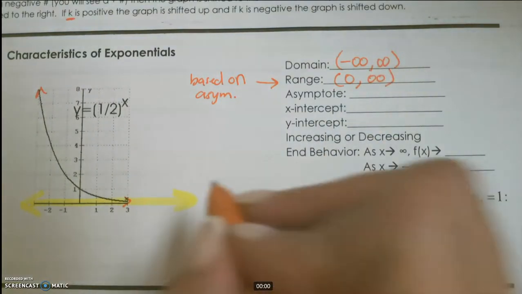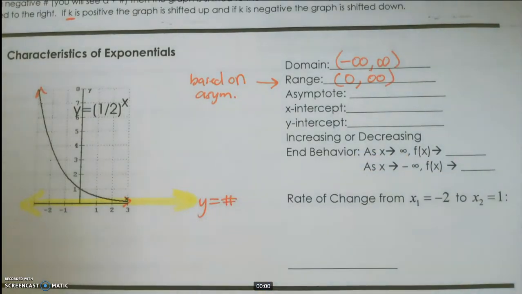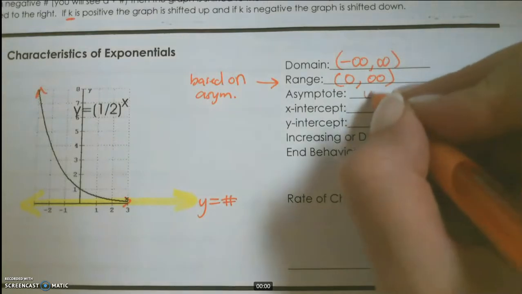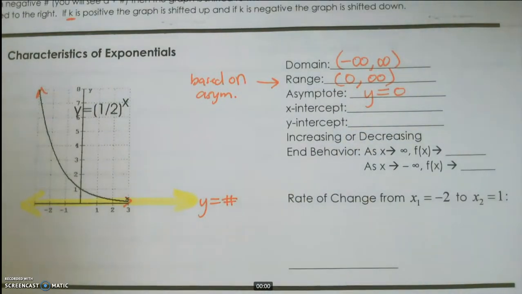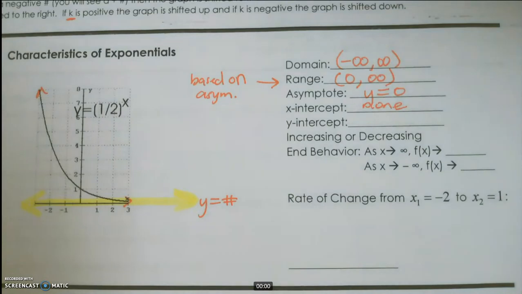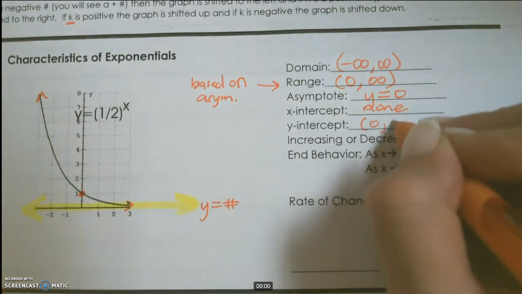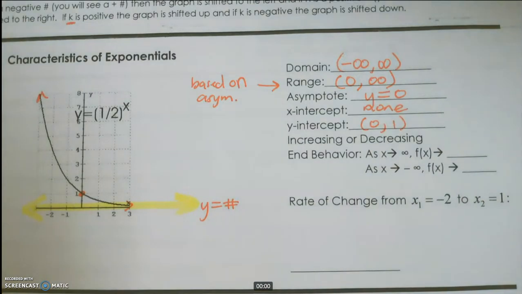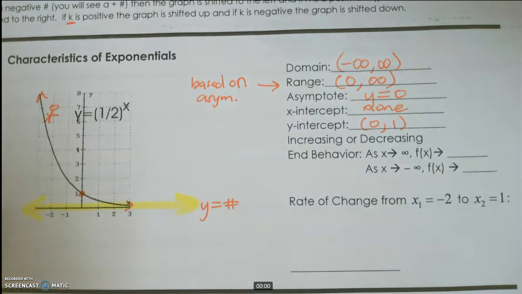All right, the asymptote is always going to be y equals a number. That's a horizontal line. So in this case, it's y equals 0. The x-intercept, well, it's approaching the x-axis, but it's never actually going to touch it. So there are none in this case. The y-intercept is at (0, 1). If you read the graph from left to right, that is a decreasing function.